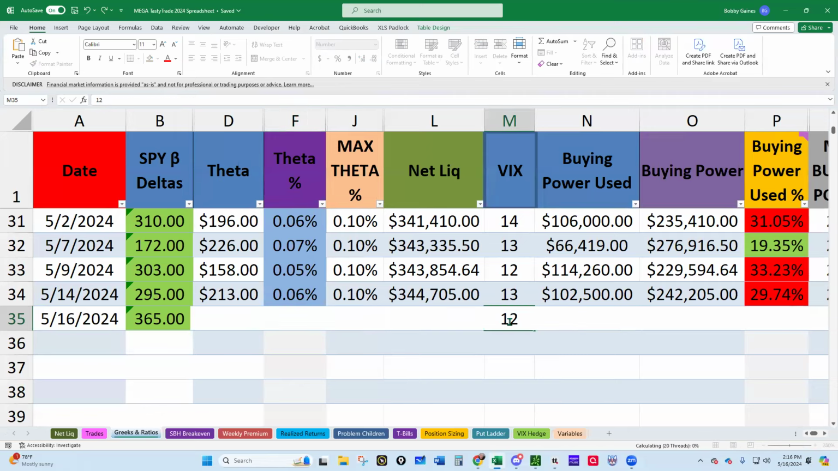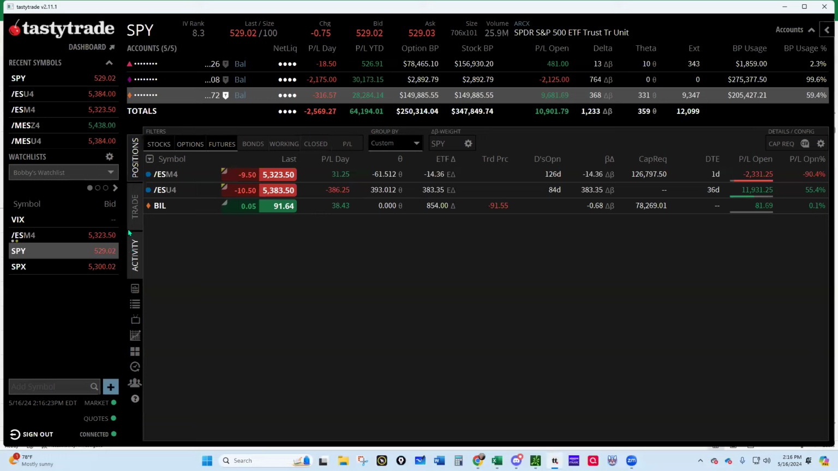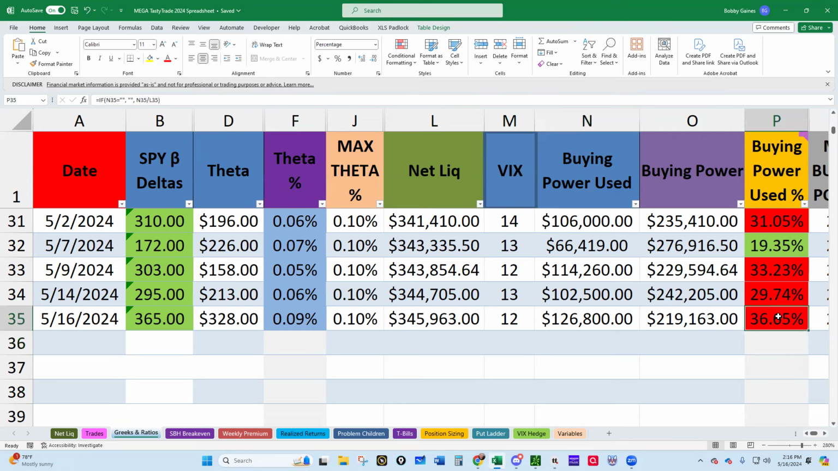And we're at 12 on the VIX. So our buying power usage is, let's see, positions, 126.8, we'll say 126.8, because we don't count Bill. God, y'all, I can be trading 50%, and I'm only trading 36% because I'm a cool cucumber. Look at that. And my deltas are just fine. My thetas are right where I want to be, 0.1. I mean, how do you get any better?